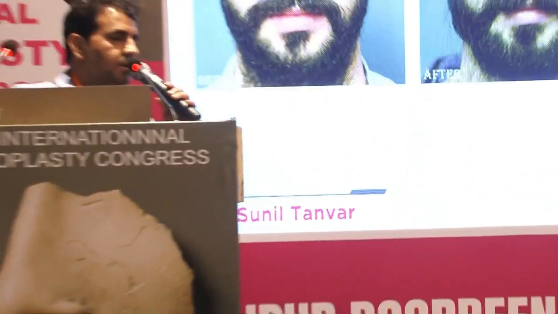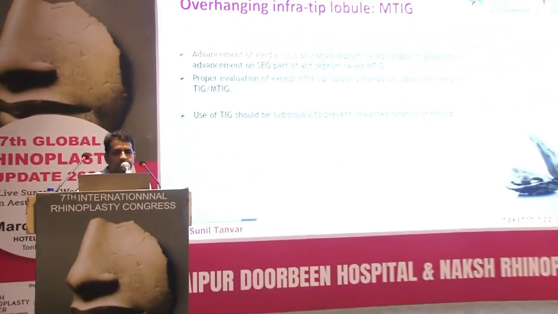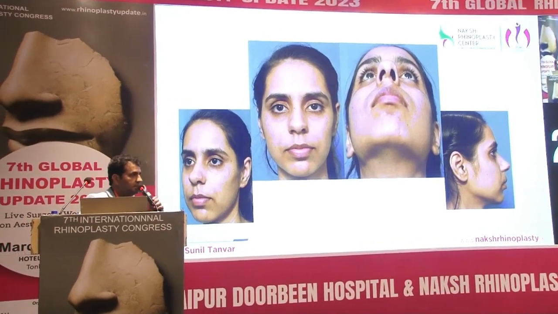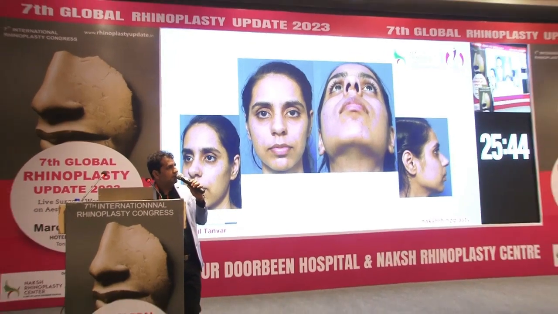So basically the patient has an overhanging tip, overhanging columella. In such a type of patient, we use the tongue-in-groove technique so we can reduce this excess columella show. Again, this is a patient with no problem regarding the functional aspect. He has only the cosmetic issue.